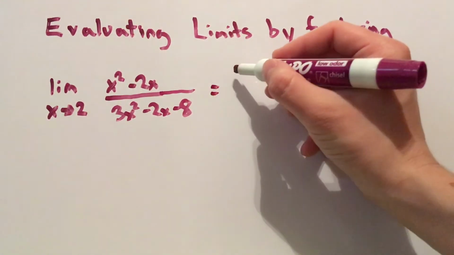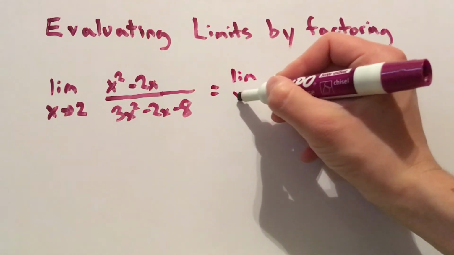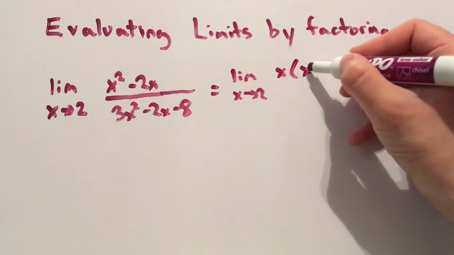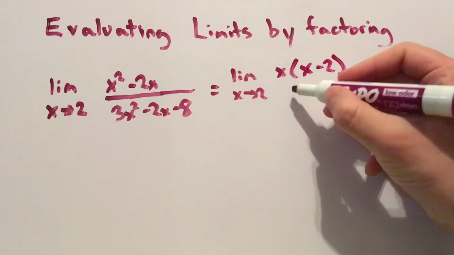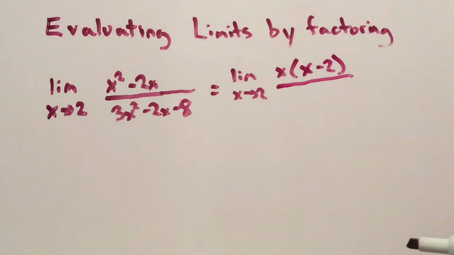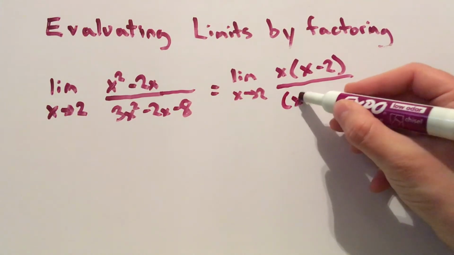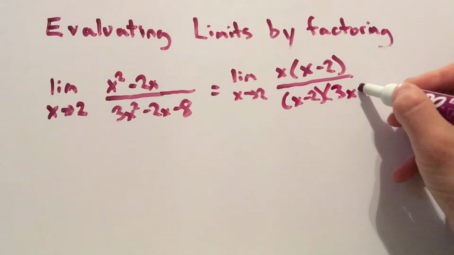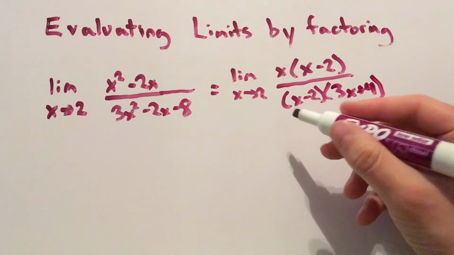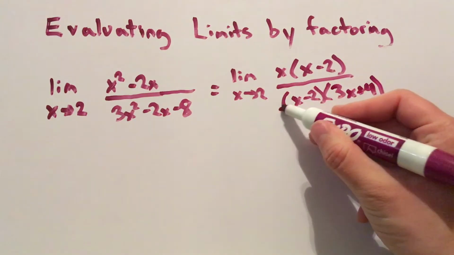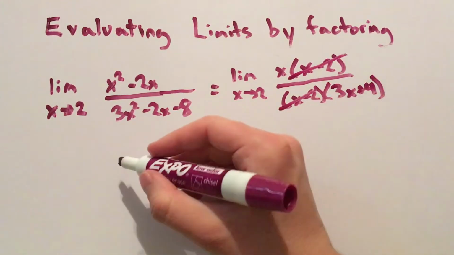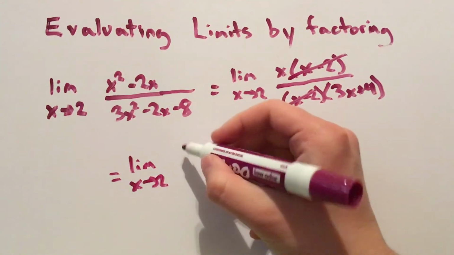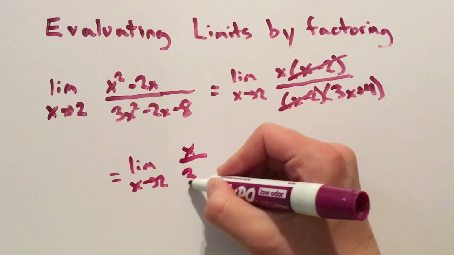So here we can actually factor. We can pull out an x from the numerator, so x times x minus 2. And on the bottom, we'll have x minus 2 times 3x plus 4. You can cancel out the x minus 2 terms, and you'll have limit as x approaches 2 of x divided by 3x plus 4.